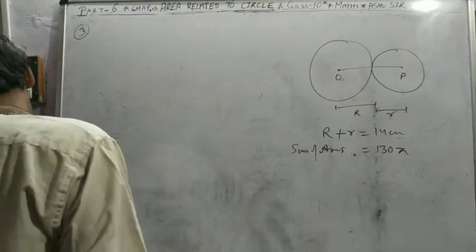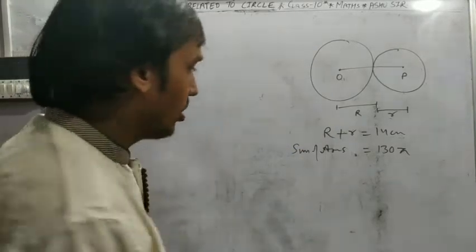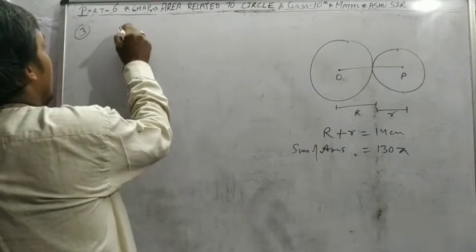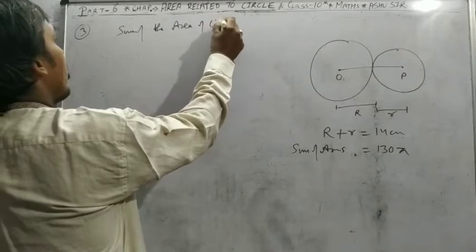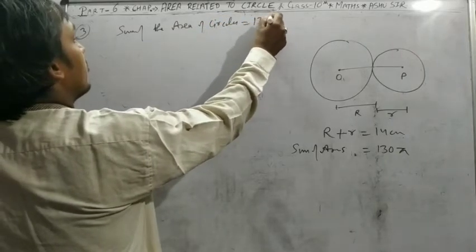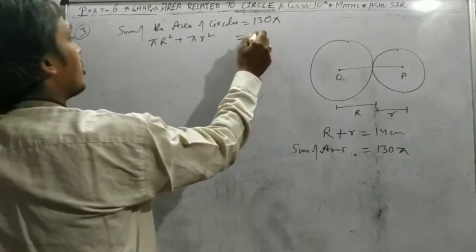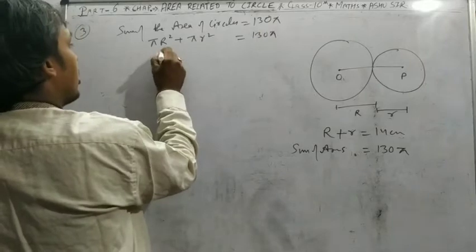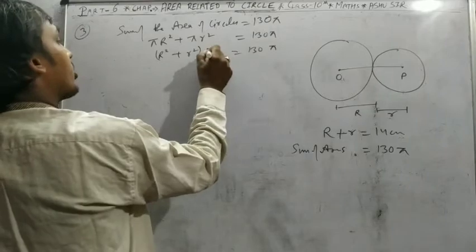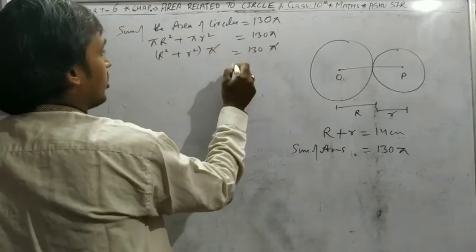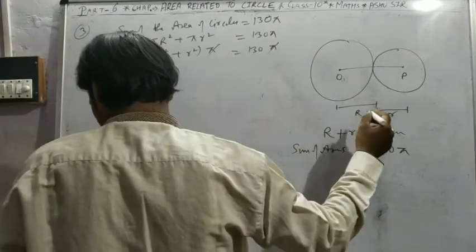Find the radius of the circle. So we want the value of capital R and small r. Simply, the sum of the area of circles is 130 pi. Pi R square plus pi r square is equal to 130 pi. R square plus r square is equal to 130. Pi is taken common, pi cancels, and from here we have to get the value of capital R.